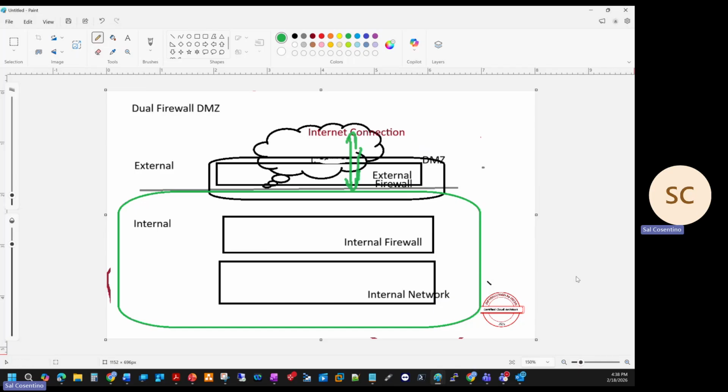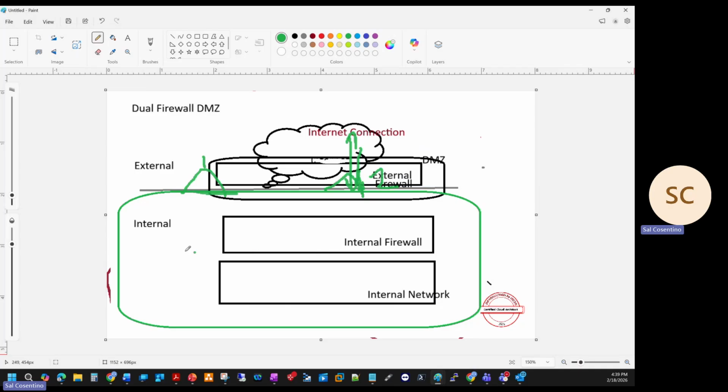Now, say that treasure is inside the castle. With a dual firewall setup, you have two gates, so you'll have two entrance doors. You have the door opening this way, and then the angle of the door. So you'll have one and you'll have two. The first gate is the external firewall, and that sits between the internet and the network.